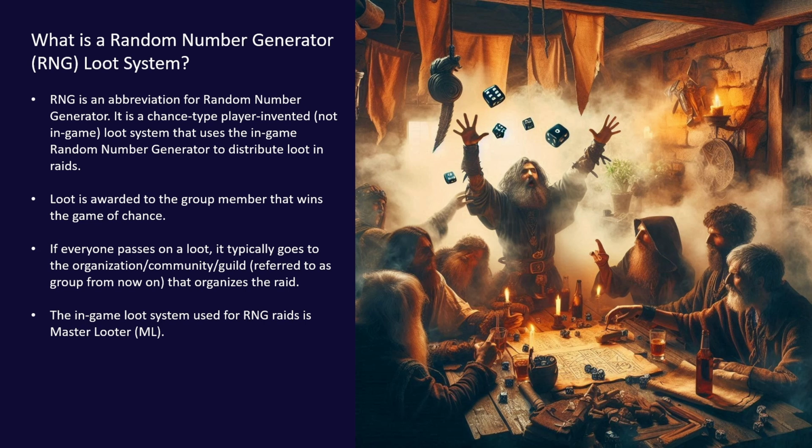So the RNG loot system is a loot system that's based around that feature. It's a chance type game or loot system that was invented by players, and it uses the RNG feature to distribute the loot in the raids. The loot is awarded to the group member that wins the game of chance, using the RNG feature. If everyone passes on a loot that dropped, it will typically go to the organization, community, guild. I'm just going to refer to that as the group going forward, the one that organized the raid. So if everyone passes on the loot, it goes to the group itself.